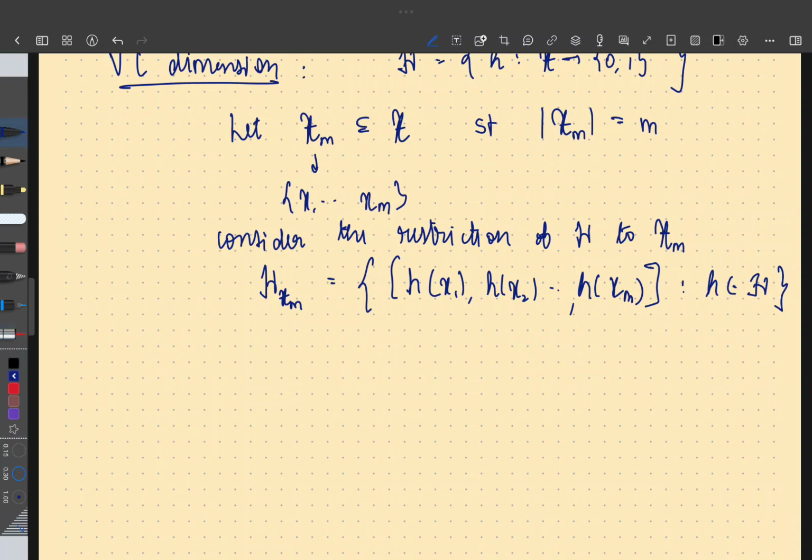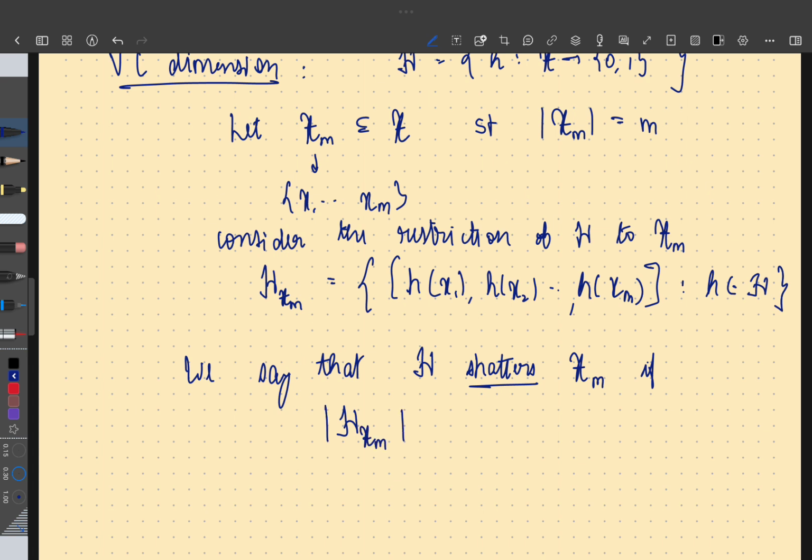Okay, so we'll say that the hypothesis class H shatters some subset X_m if the restriction consists of all of these possible vectors. So the size of H_Xm is exactly 2 to the power m.